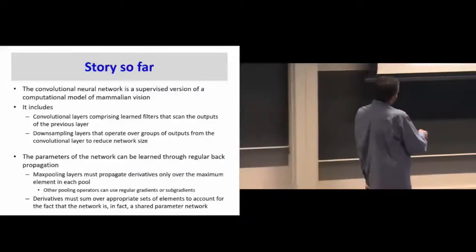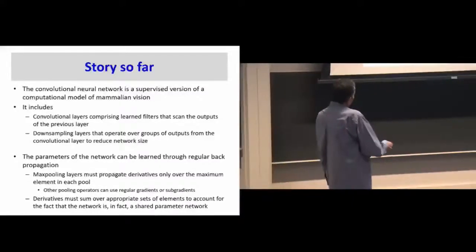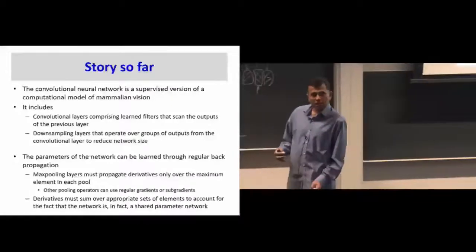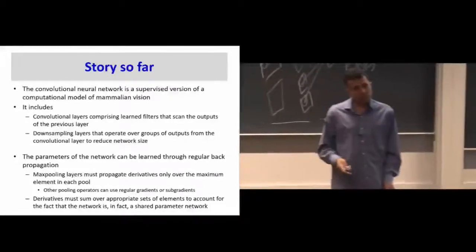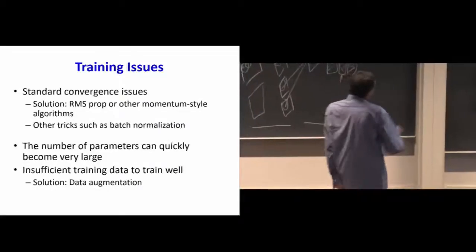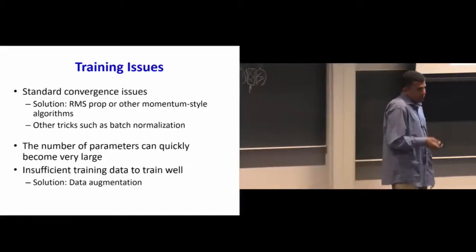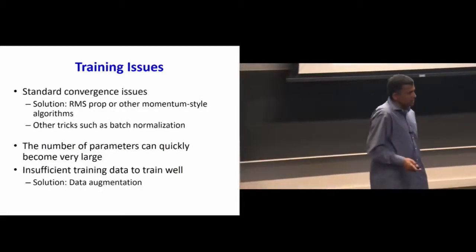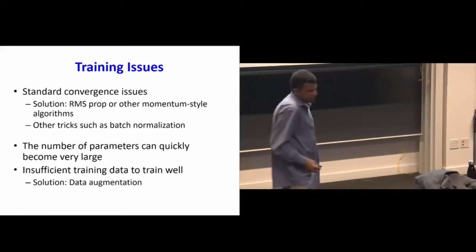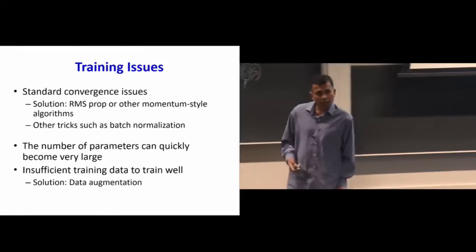Max pooling layers must propagate derivatives only over the maximum element in the pool. And for the rest of them, the derivatives must sum over the appropriate set of elements to account for the fact that the network is, in fact, a shared parameter network, right? So training, standard convergence issues. If you worked on homework 1, you know exactly how you're struggling in making things converge. You typically need things like RMSprop and other momentum style algorithms.